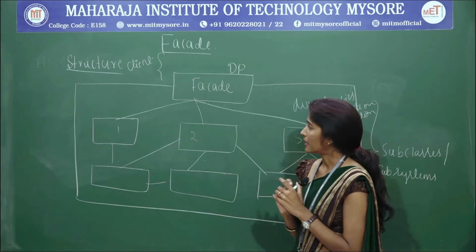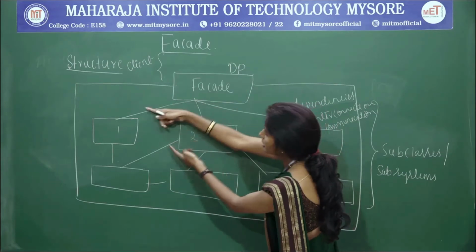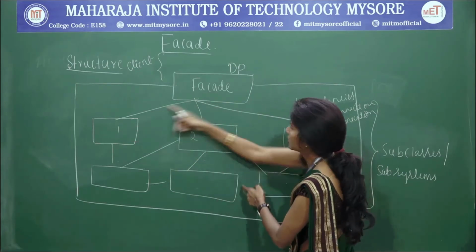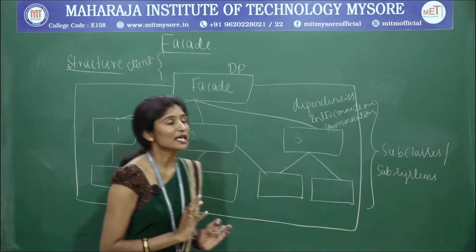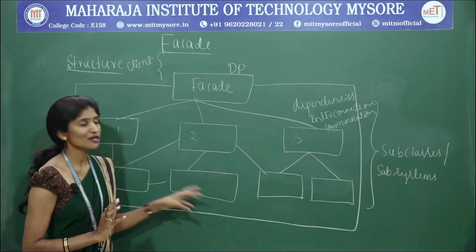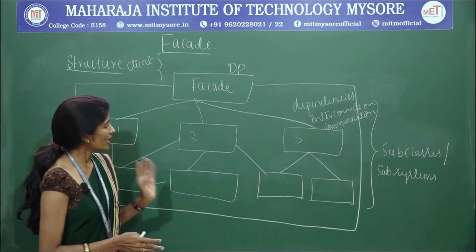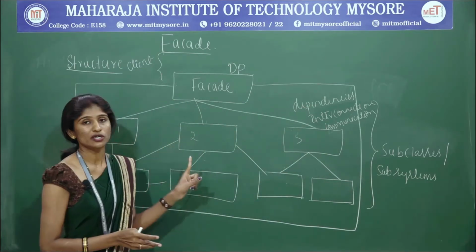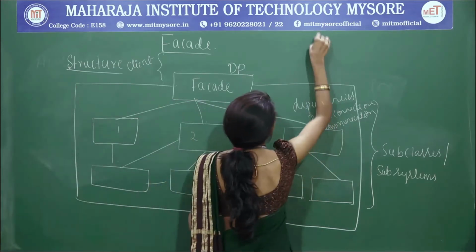So the facade design pattern is going to be the unified interface for a set of interfaces in a subsystem. Okay, so that is the actual definition. By looking at the diagram itself, you can tell. So these are the subsystems. Now by looking into this structure, you can write what? You can write the participants, right?